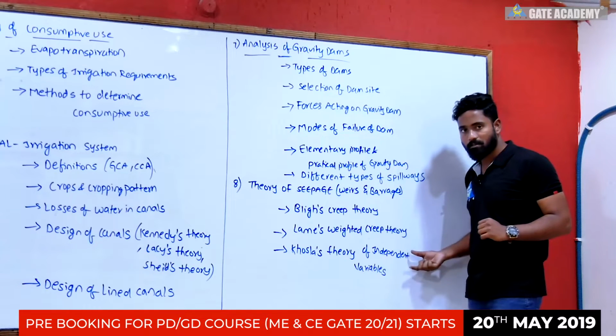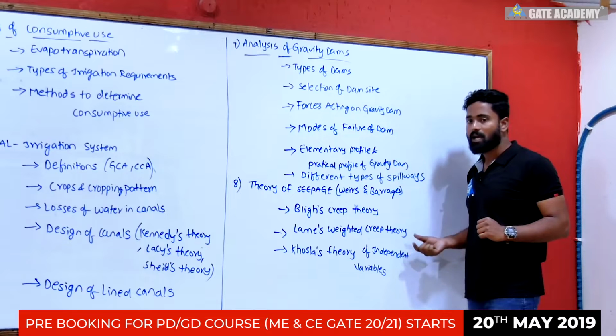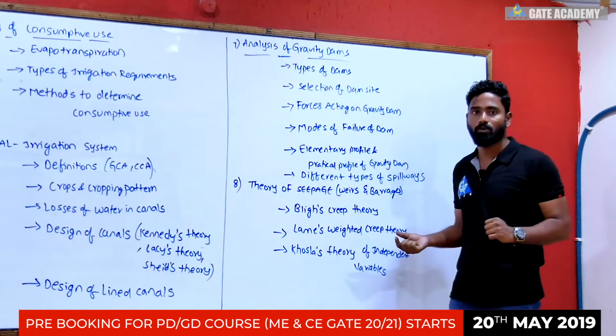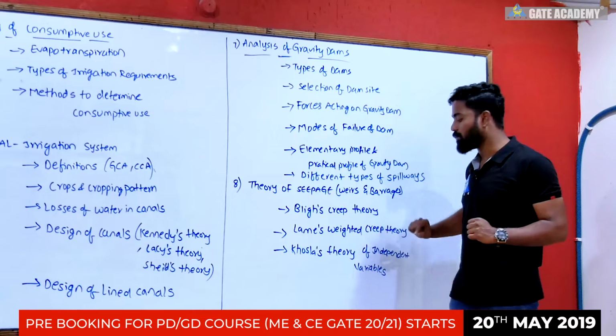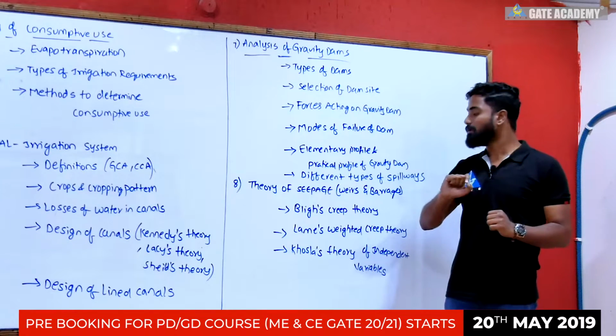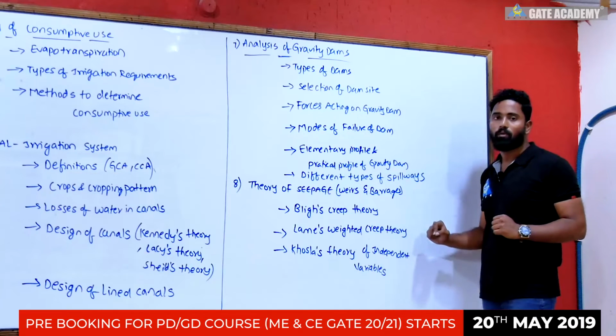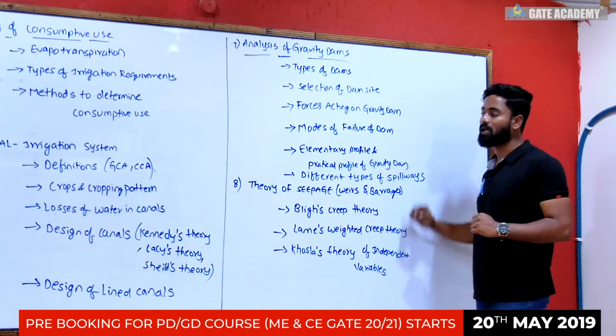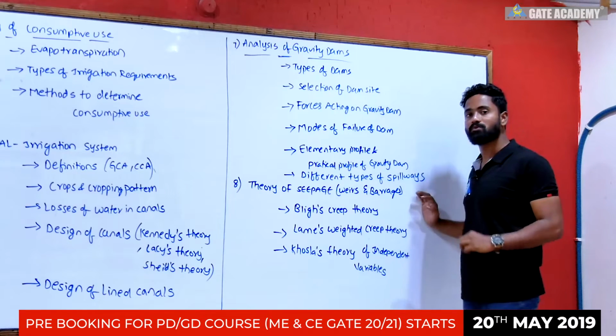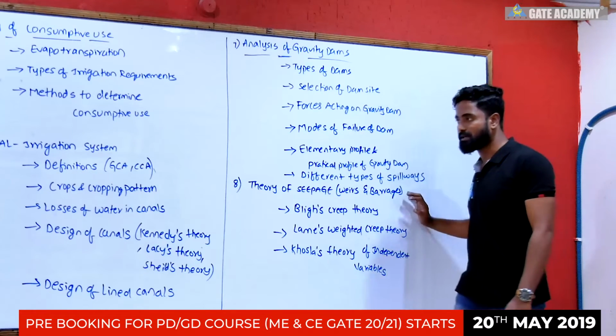Here, what are the streamlines, what are the equipotential lines, what is the potential over here, what is the head over there, everything will be discussed, and what is the exit gradient. The limitations in Blake's theory will be overcome in Khosla's theory of independent variables, and this is what you are going to discuss in weirs and barrages.